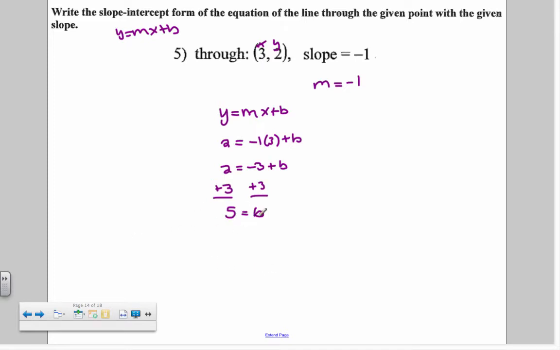So now that I've found my b, I can rewrite my equation using my m and my b. So I want to rewrite a very general equation for all x's and y's on this line. I'm going to have y equals my slope, negative 1, x, plus my y-intercept, plus 5. And there is the slope-intercept form of the equation of the line going through the given point, 3, 2, with the given slope, negative 1.